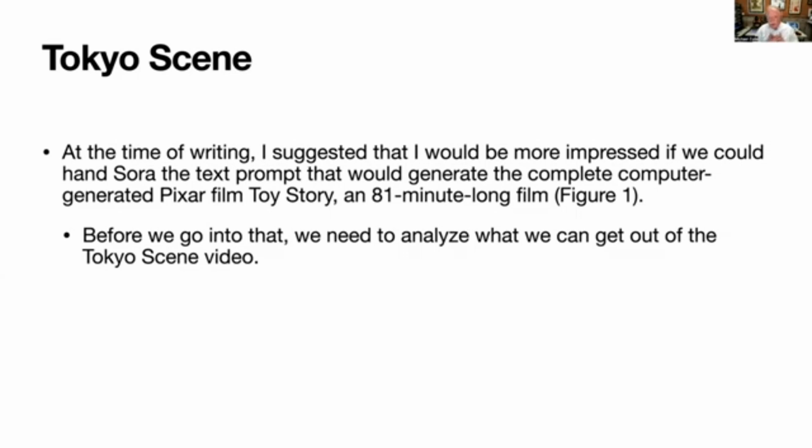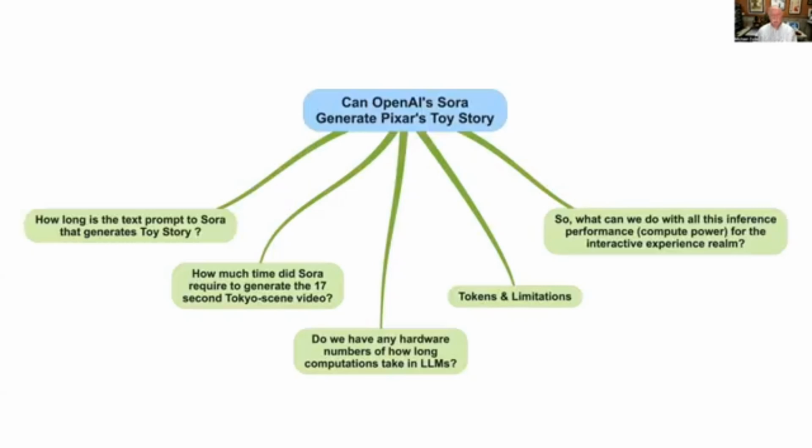At the time of writing, I suggested that I would be more impressed if we could hand Sora the text prompt that would generate the complete computer-generated Pixar film Toy Story, an 81-minute long film. Before we go into that, we need to analyze what we can get out of the Tokyo scene video. So this is the outline for the paper, and you'll see as we go through this how this plays out.